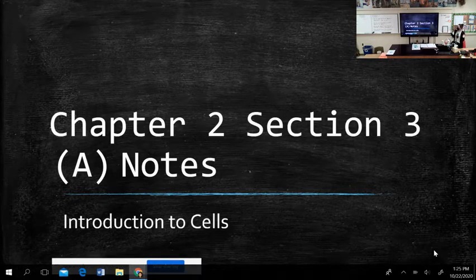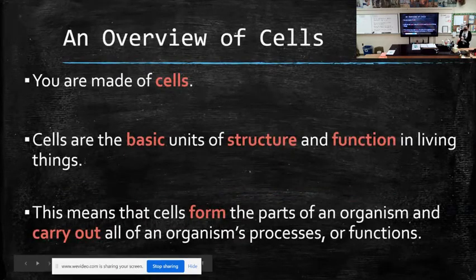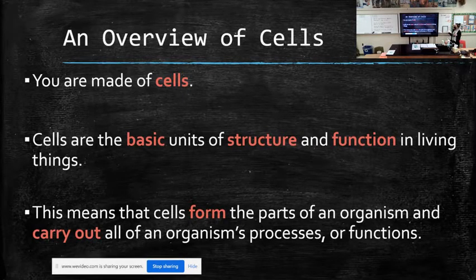Okay, so again, this section is going through just the introduction to cells, how they were first discovered, and kind of a brief overview. So, we are all made of cells. As our warm-up talked about, they're the basic unit of structure and function in living things. So they are what we are made up of. They help us perform tasks. They keep our organs functioning, all of that.